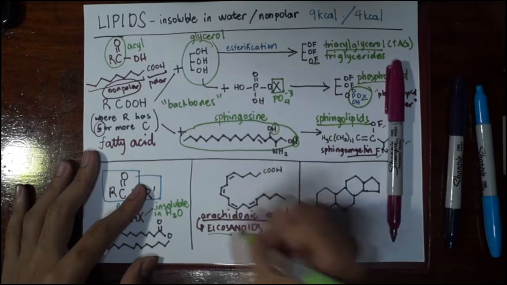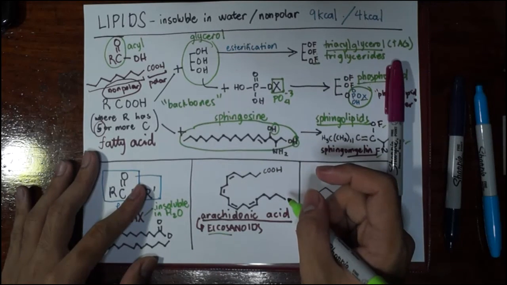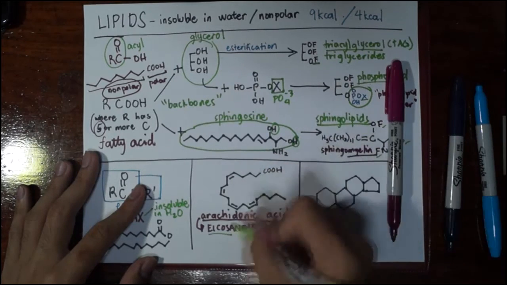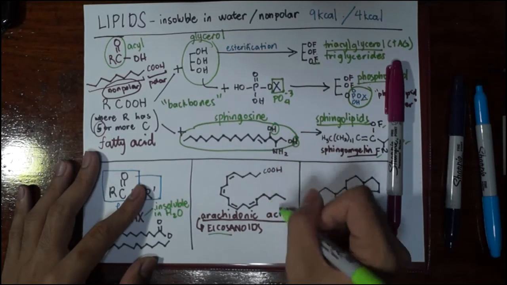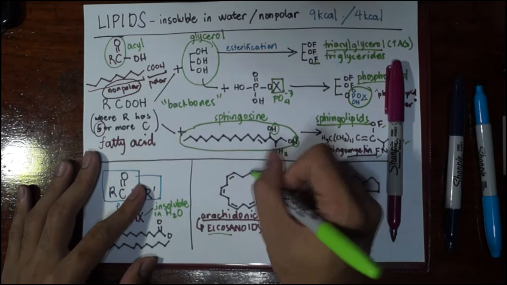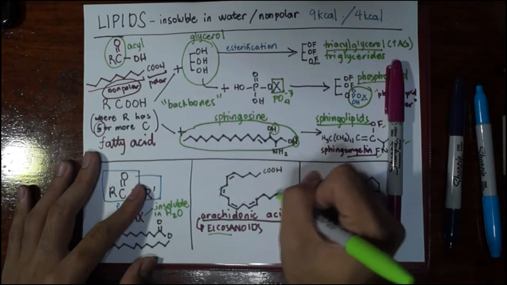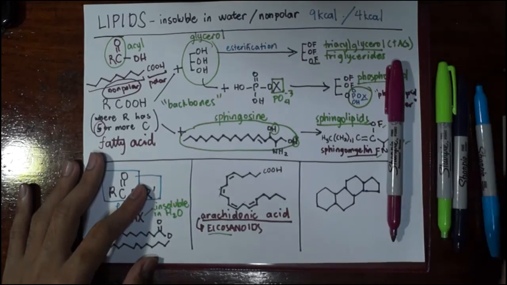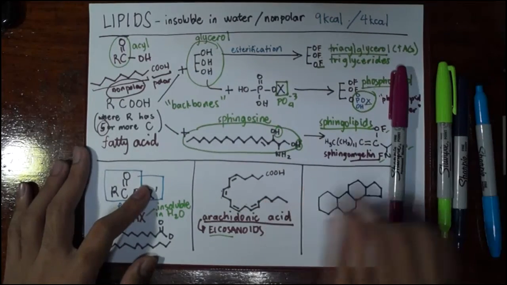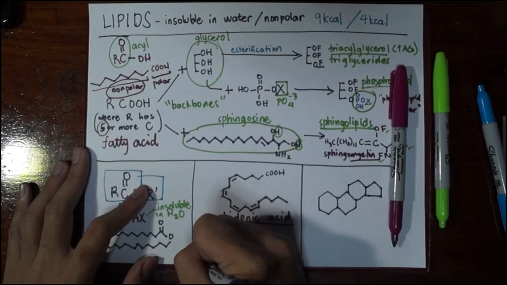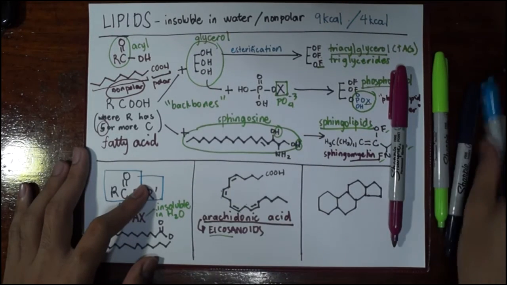Eicosa means 20, alright? Eicosa means 20. Even if we count this, it would be 20 because eicosanoids come from arachidonic acid. This one should also be 20 carbons: 1, 2, 3, 4, 5, 6, 7, 8, 9, 10, 11, 12, 13, 14, 15, 16, 17, 18, 19, 20. And there are different eicosanoids, and they have very important functions. If you're taking up health sciences, you should know them very well.